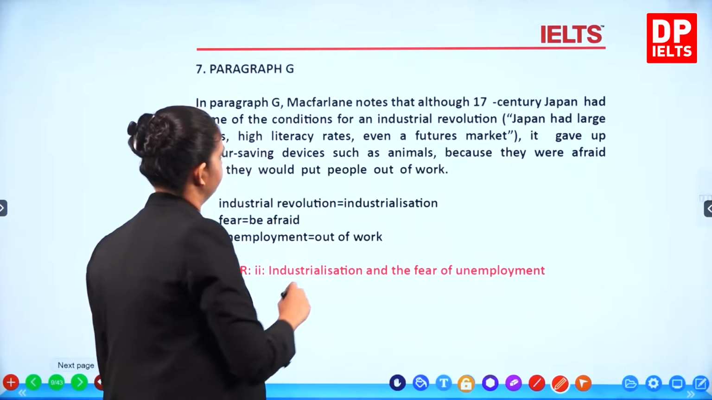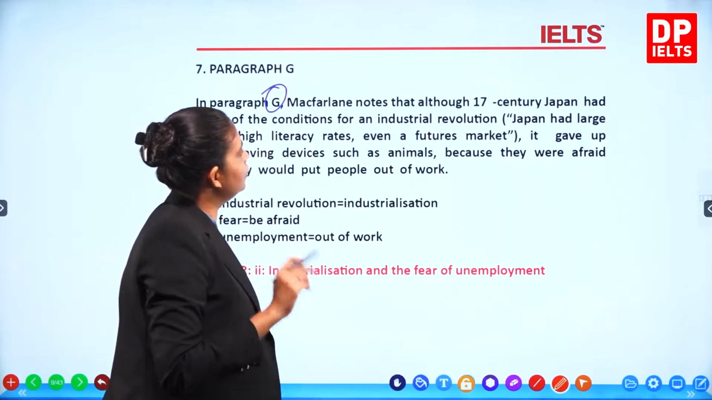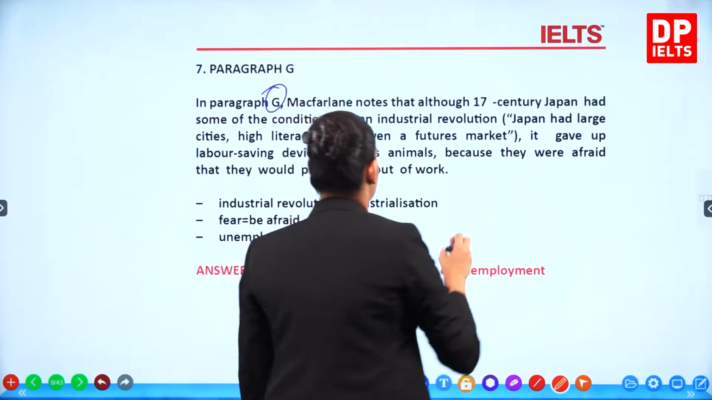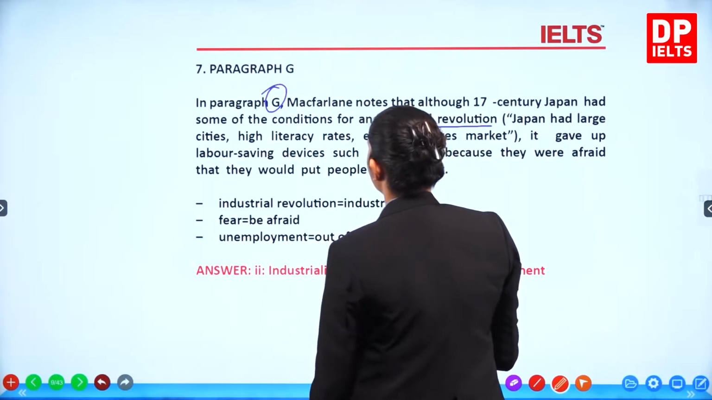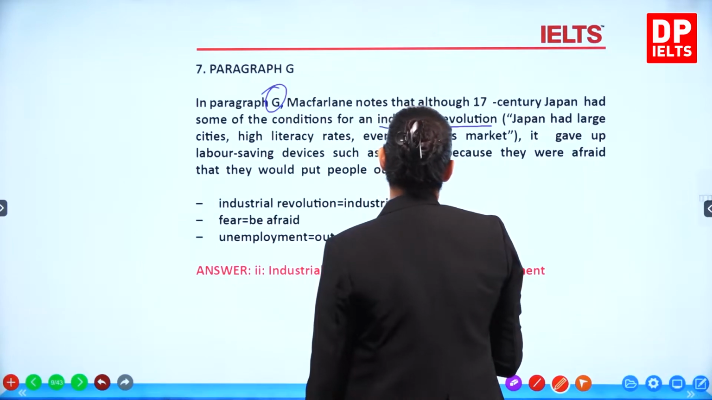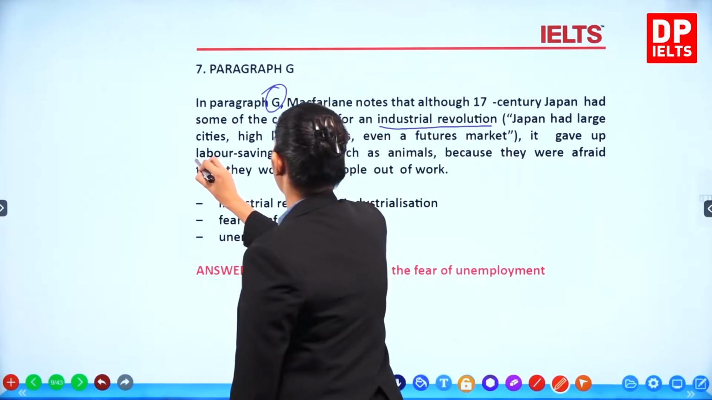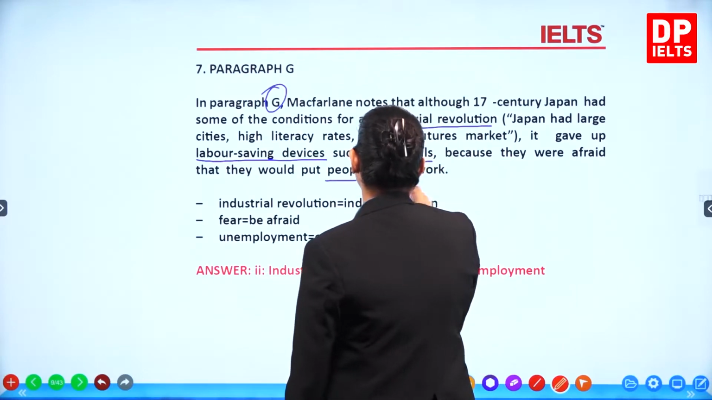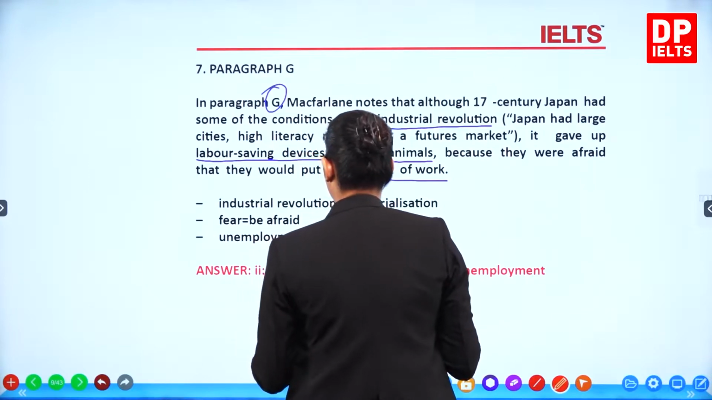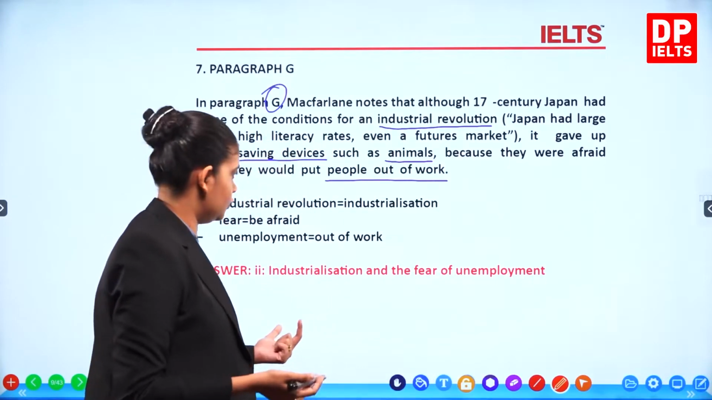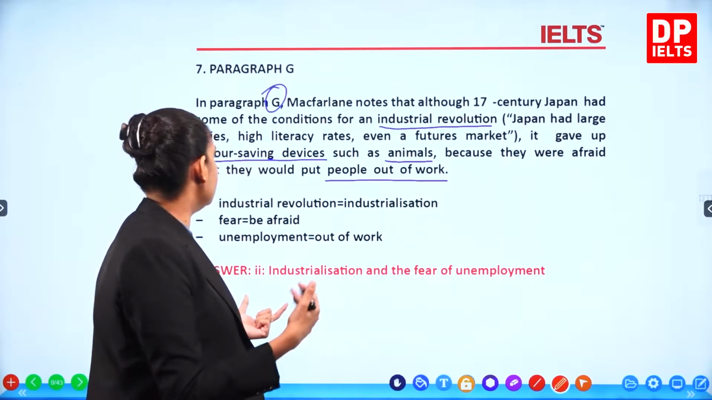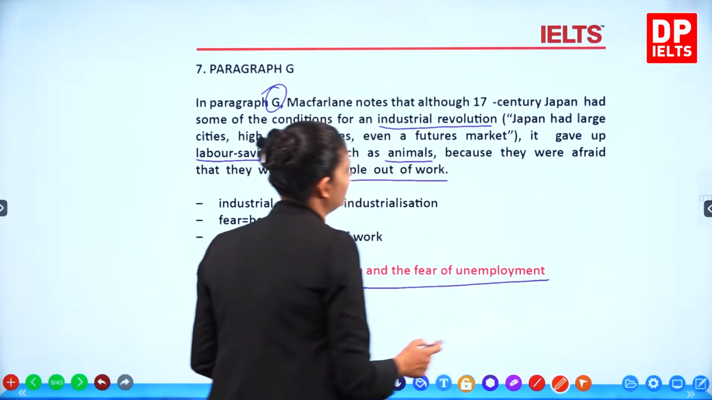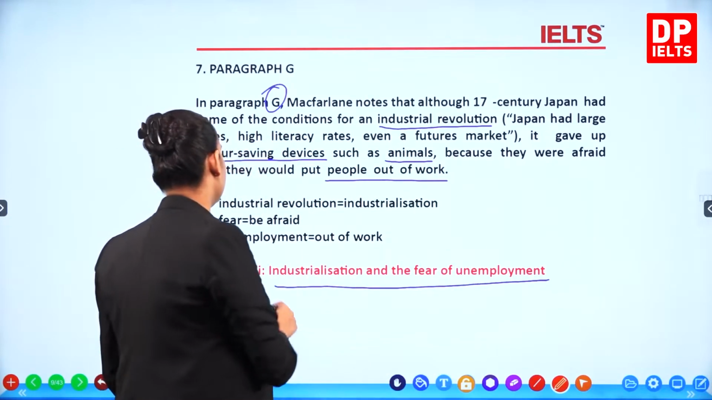Right, para G. Macfarlane notes that although 17th century, Japan had some of the conditions of an industrial revolution. Japan had large cities, high literacy rates, and even futures market. It gave up labor-saving devices such as animals because they were afraid that they would put people out of work. So here, industrial revolution is definitely industrialization. Fear is to be afraid. Unemployment is out of work. So here, industrialization and the fear of unemployment is definitely what is being discussed here. So the answer is 2.